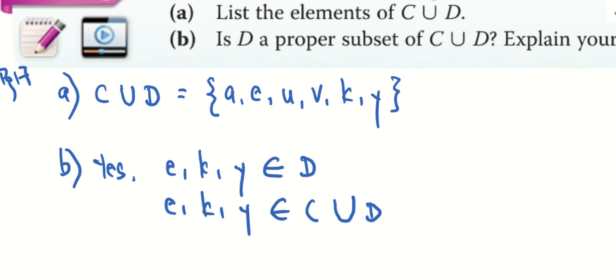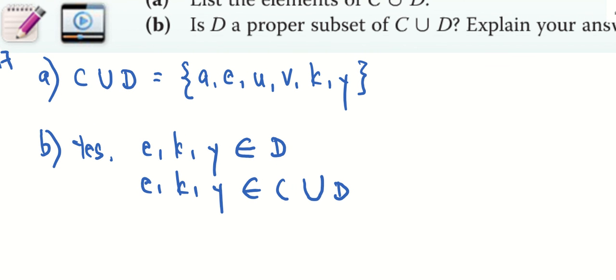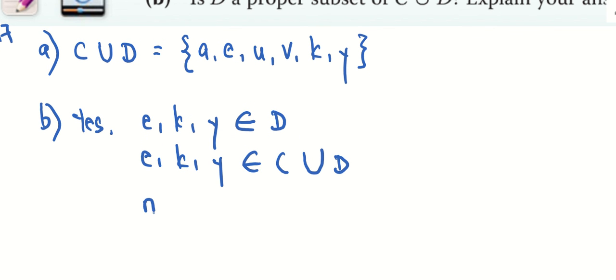Okay, these two good reasons seem sufficient, but there is one more that will make it even better. Remember, for a proper subset, the number of elements must be less, right? The number of elements inside D and the number of elements inside C union D. For it to be a proper subset, it must be strictly less than.